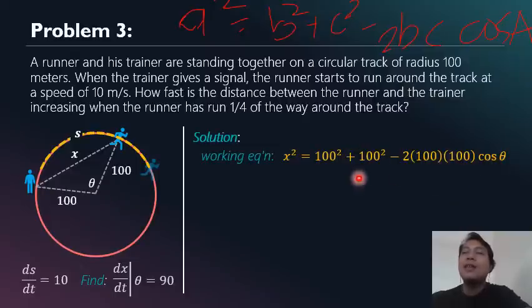So, once again, ito na po ang ating working equation. No? Saan po galing ang ating working equation? Galing po yan sa cosine law. No? We applied cosine law to this triangle. Okay? Now, after that, anong sunod natin gagawin? Of course, we need to differentiate with respect to time.